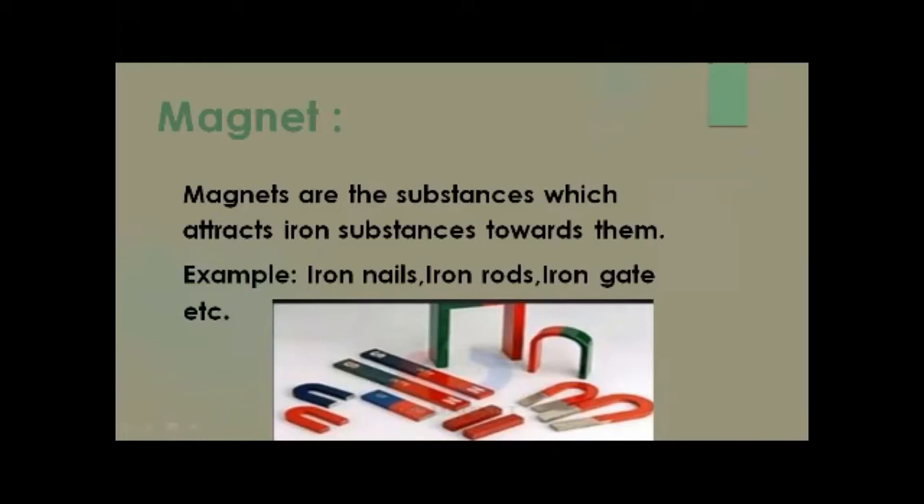Okay, students, what things are made out of iron? Different tools are made from iron. It is used in appliances like refrigerators, washing machines, etc. Those things which are made from iron can be easily attracted by a magnet. The examples are iron nails, iron rod, iron gate.